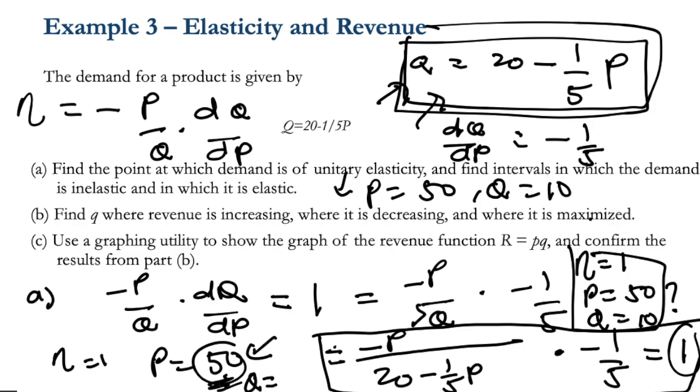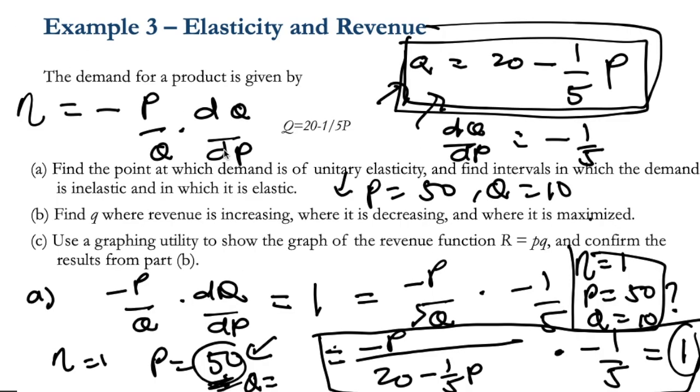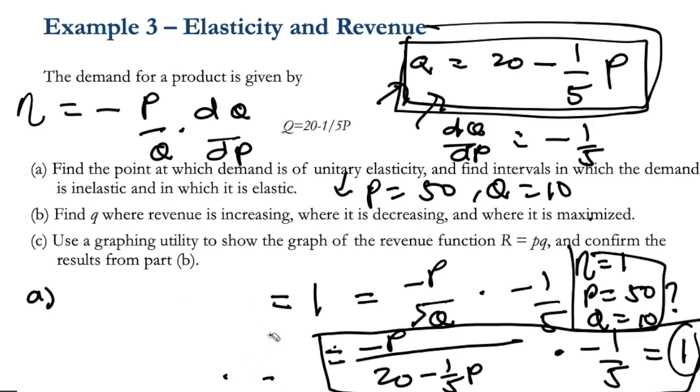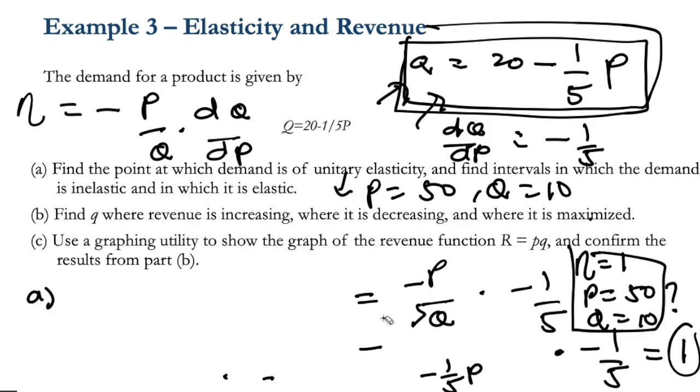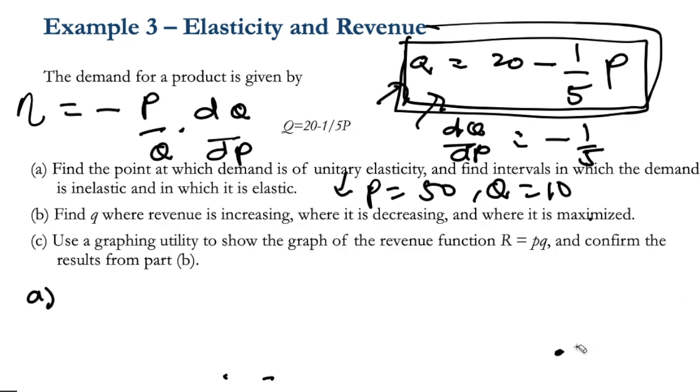Find Q where revenue is increasing, where it is decreasing, where it is maximized. Sorry, let's go back to this. So we know that, let me erase this one so that I have space to show you. We use the concept of derivative to answer question B. How?